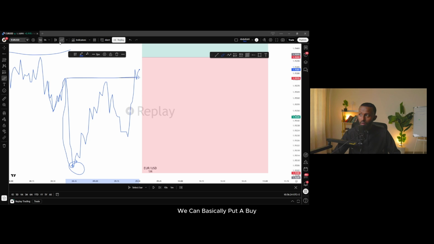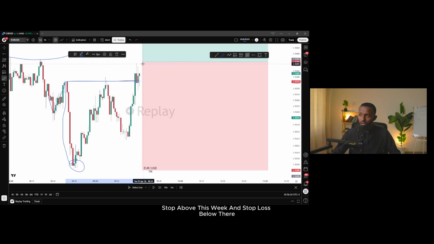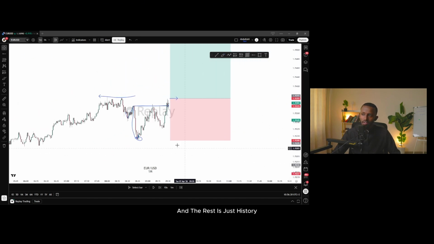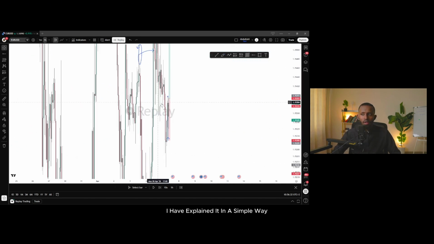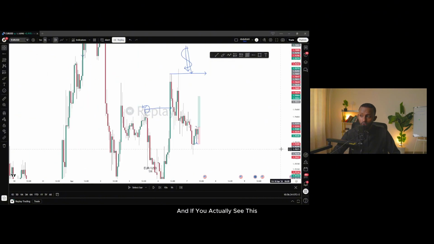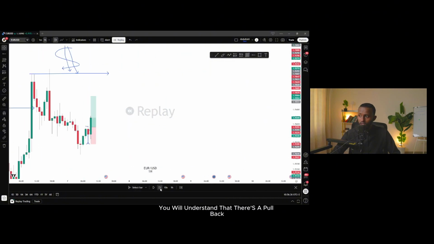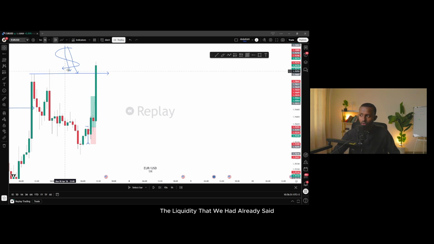We can put a buy stop above this wick and a stop loss below there, and the rest is just history. I have explained it in a simple way, and if you look at this, you will see there's a lot of volume that was generated by this candle, and then we go up a small pullback candle, and then a big movement that broke the liquidity that we had already identified.